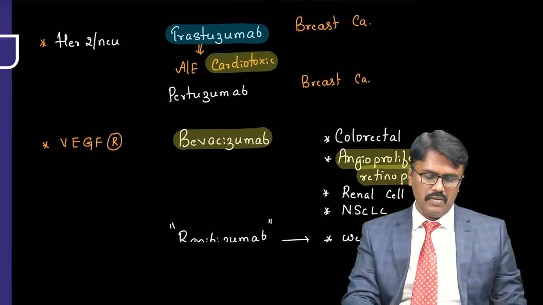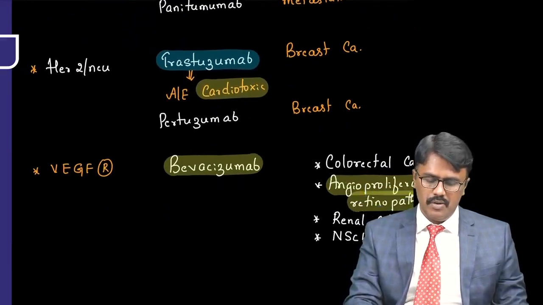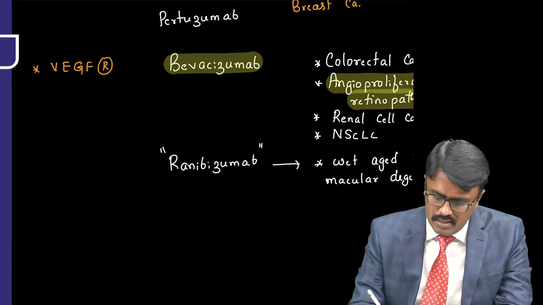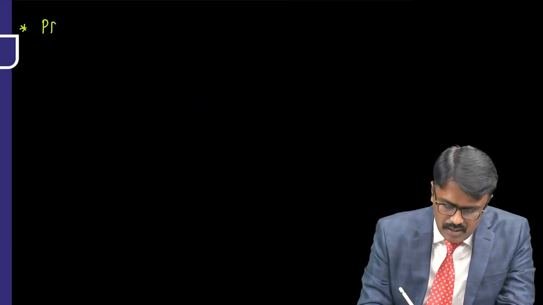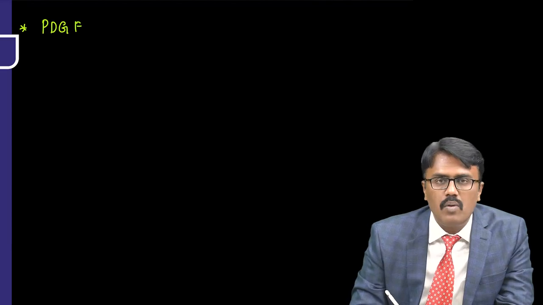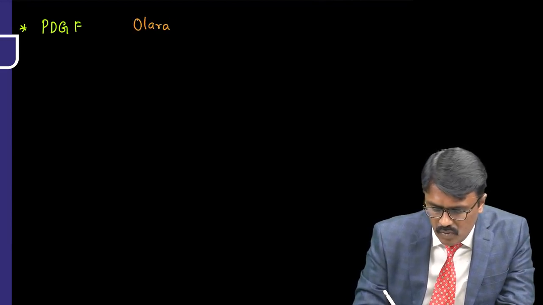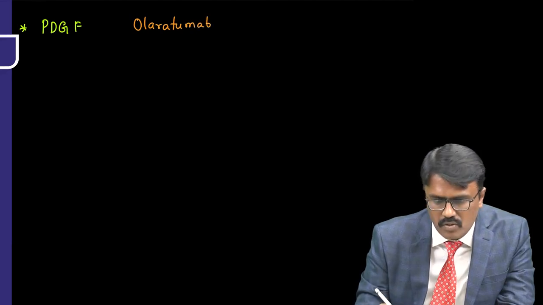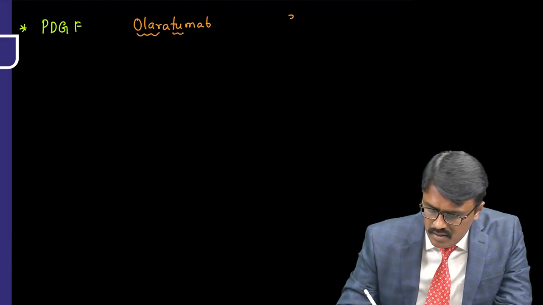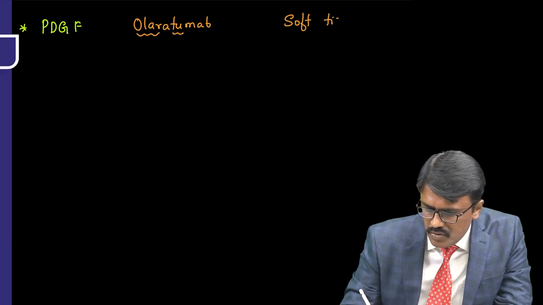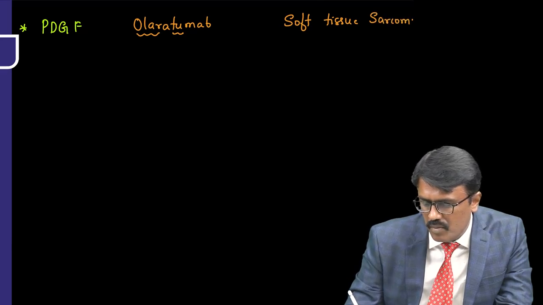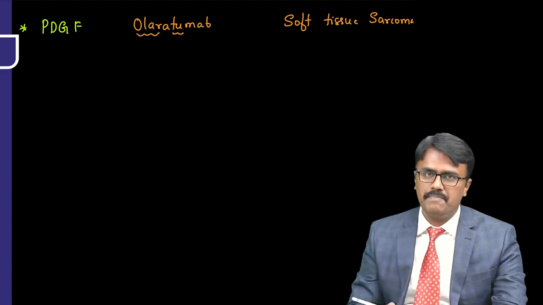So we have done with the growth factors mainly the epidermal growth factor, HER2/neu, vascular endothelial growth factor. Is there any other? Yes, there is something called platelet-derived growth factor receptor. Now this is blocked by a drug called olaratumab. You know Ola? Tumor map. So where do you use it? Soft tissue sarcoma. It is used in soft tissue sarcoma. So these are the major MABs you have to keep in your mind.